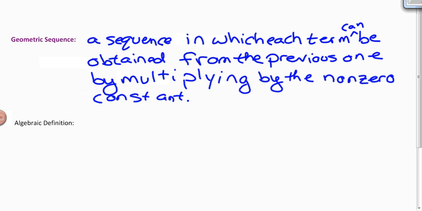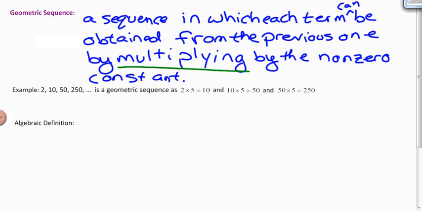Keyword here, multiplying. So if we're multiplying by that non-zero constant, I can keep coming up with each of my terms. An example of this would be 2, 10, 50, 250, etc. That's a geometric sequence because 2, the first term, times 5 gives me 10, and 10 times 5 gives me 50, and 50 times 5 gives me 250, etc.